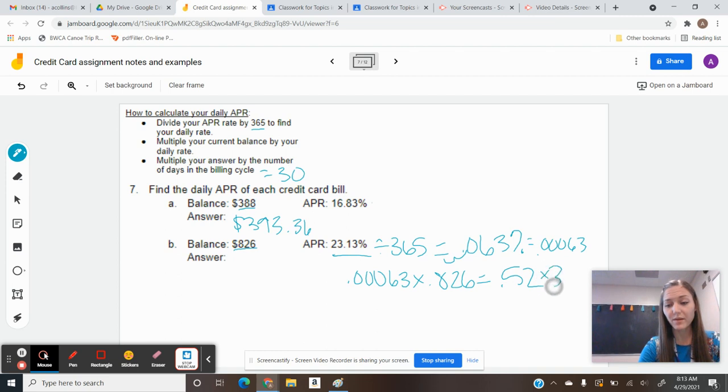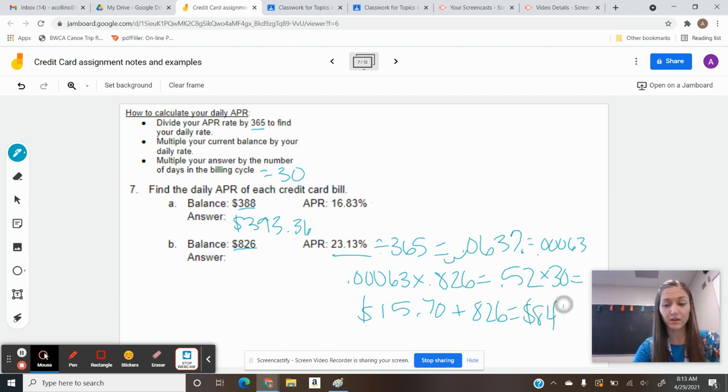There are 30 days in that billing cycle, so I'm going to multiply my answer by 30. When I do that, I get $15.70. That's how much extra I'm being charged on top of my purchases. So in order to find my total, I just have to add my extra fee, $15.70, to my balance of $826, and I get $841.70.